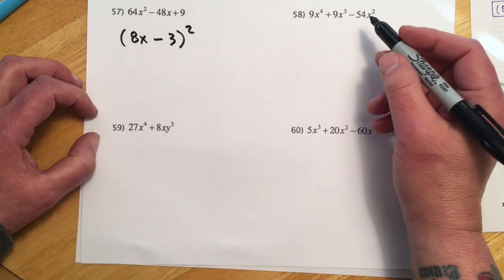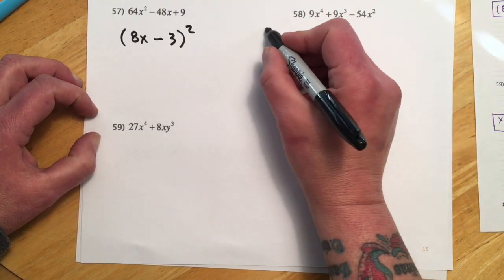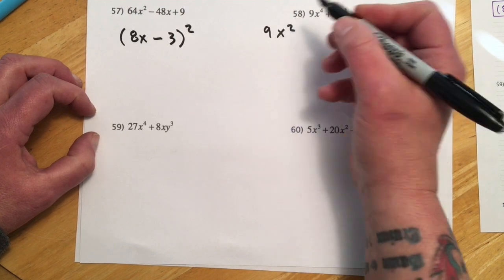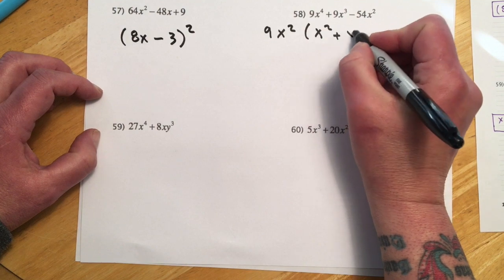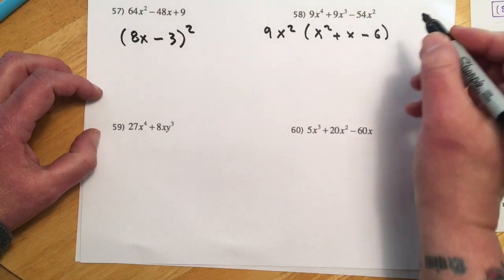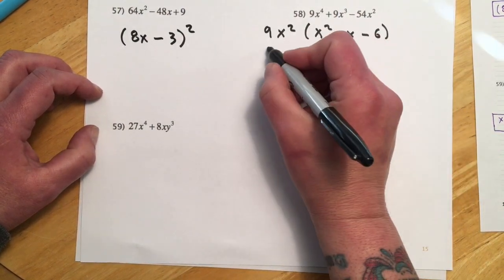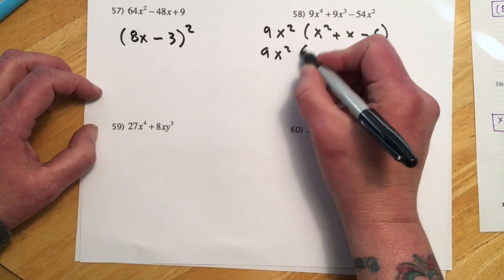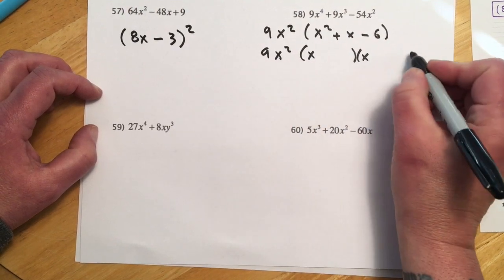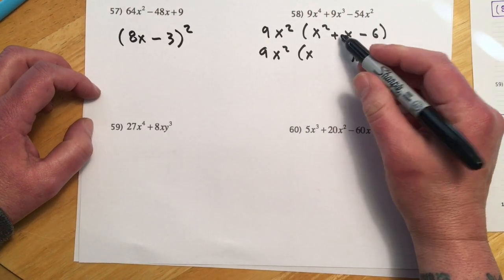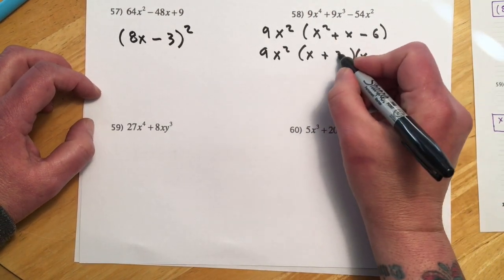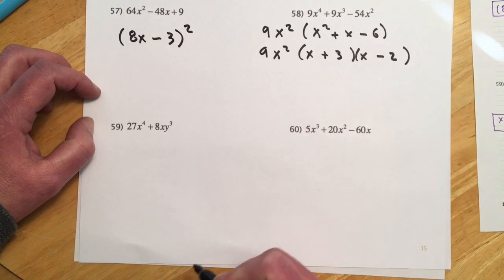Over here, I can take a 9x squared out, and that's going to give me x squared plus x minus 6, and this is a nice little 5-2 problem. So remember, those set up kind of like that. Then we just do what two numbers multiply to negative 6 and add to be 1. So plus 3 and minus 2.